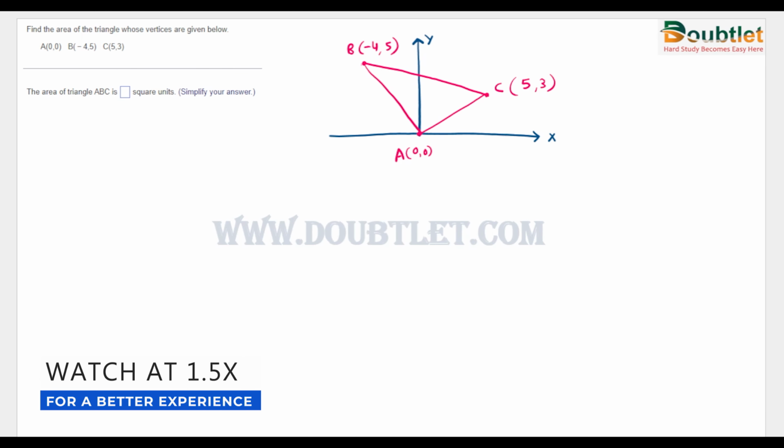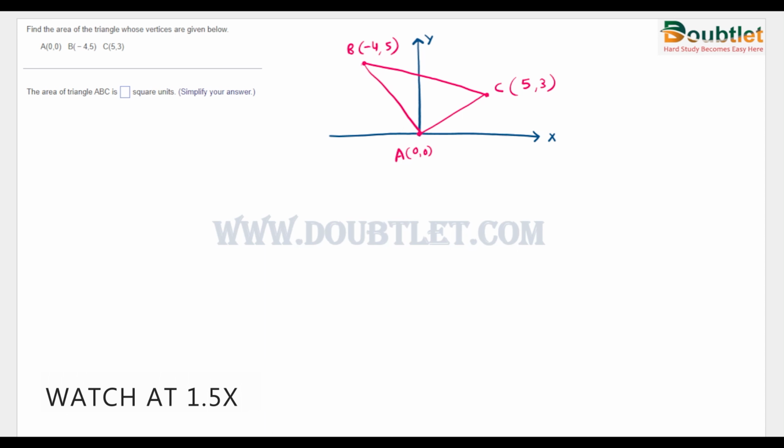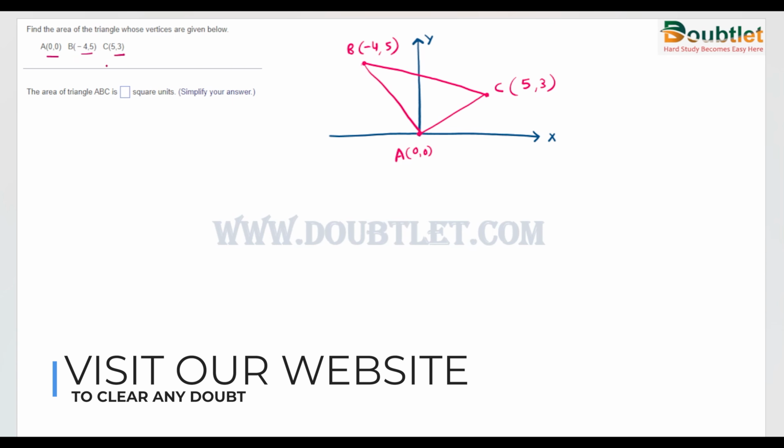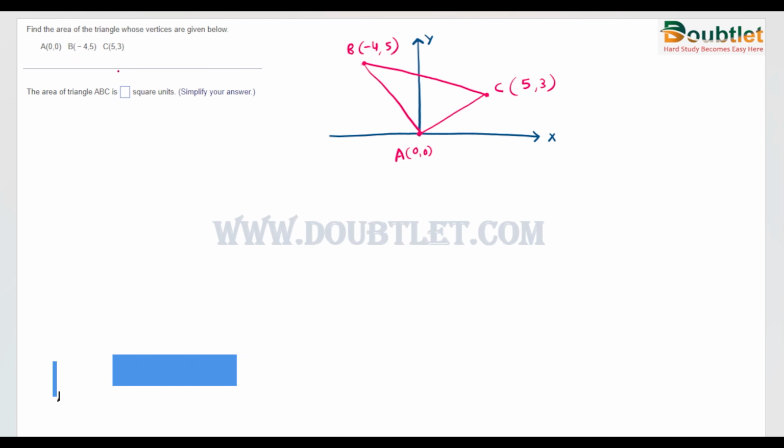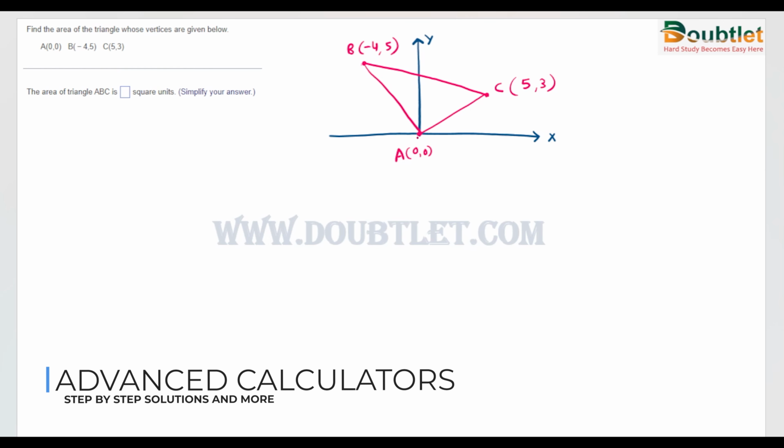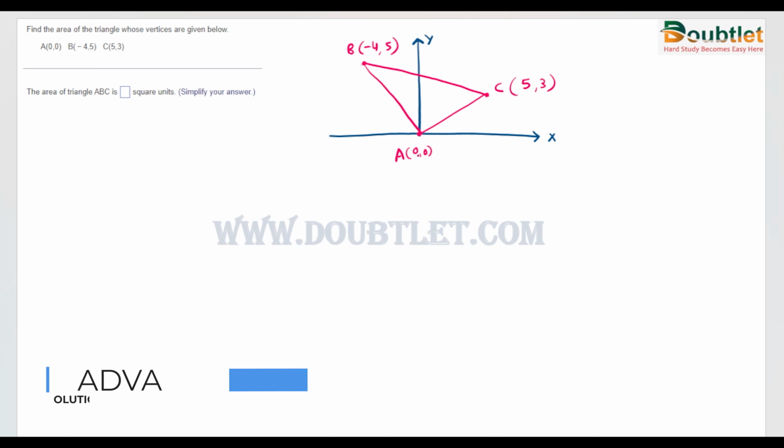So in this video, we are going to learn how to find the area of a triangle if all the vertices are given. Here all the vertices' coordinates are given in 2 dimensions, so we will use the formula for 2 dimensions. I have already drawn the triangle in the xy plane. This point is A, the origin 0, 0. This point is C, that is 5, 3, which is in the first quadrant, and this point is B, which is in the second quadrant, so its coordinates are -4, 5.